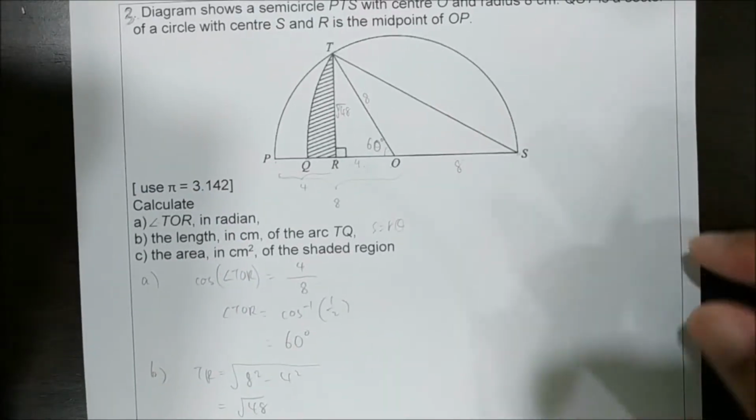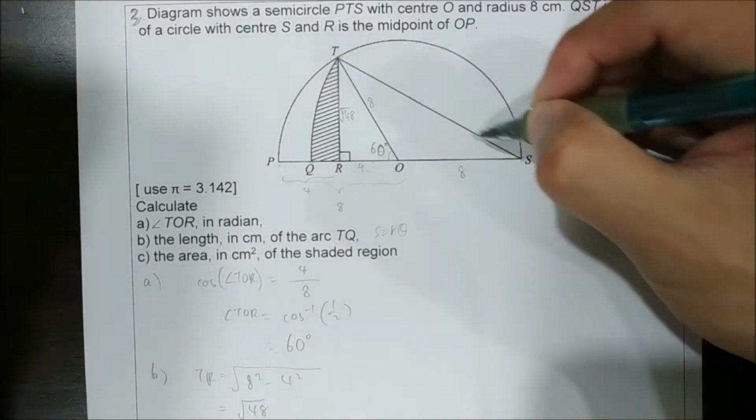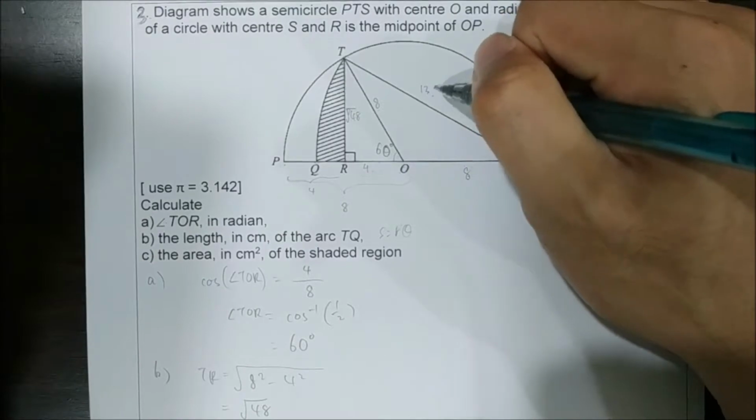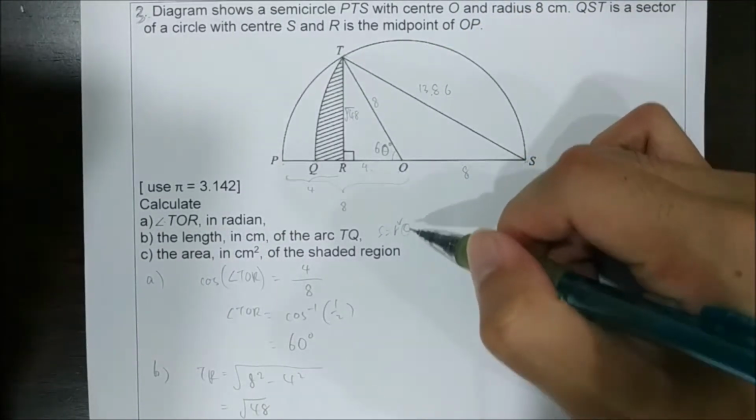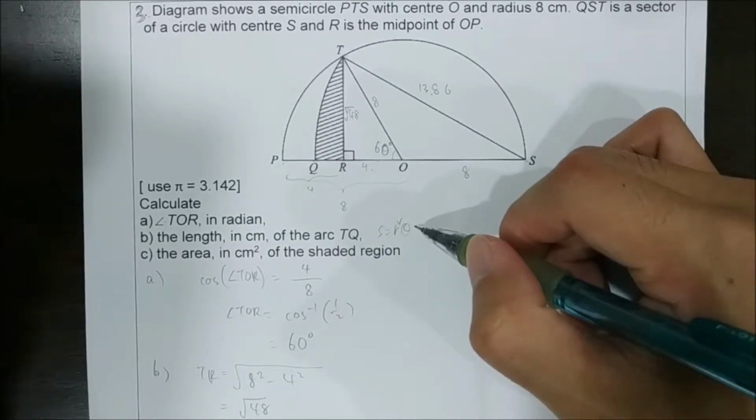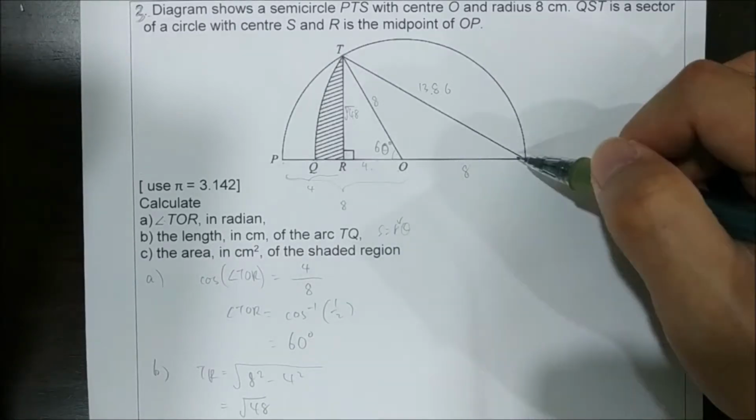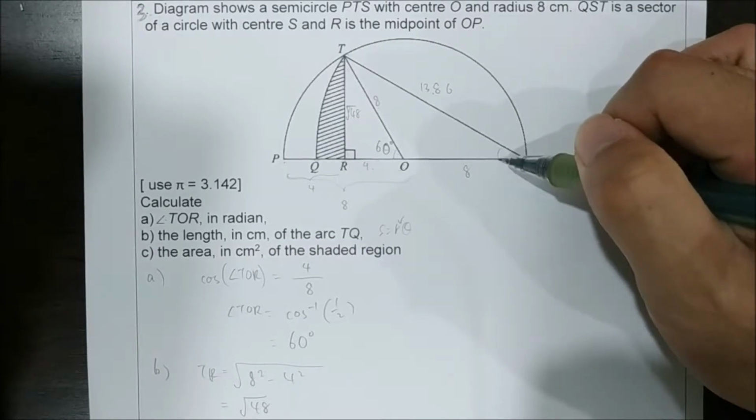13.86 means I know that the radius here now is 13.86. If we can find the radius, then we get the radius. Now we are looking for the angle. So for this sector, the angle is here, the theta is here.